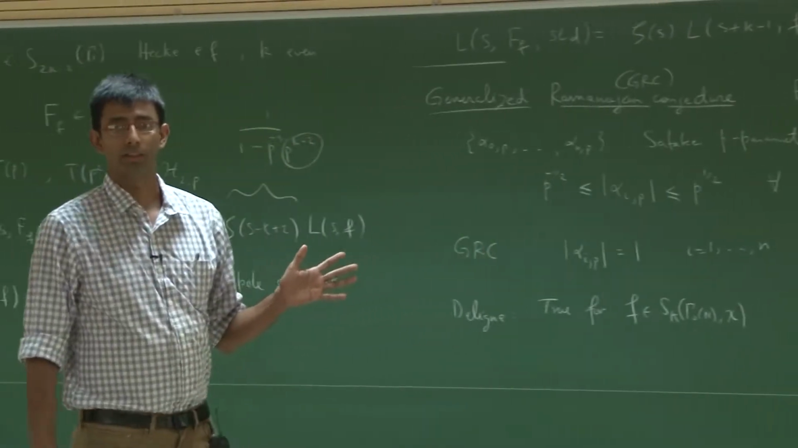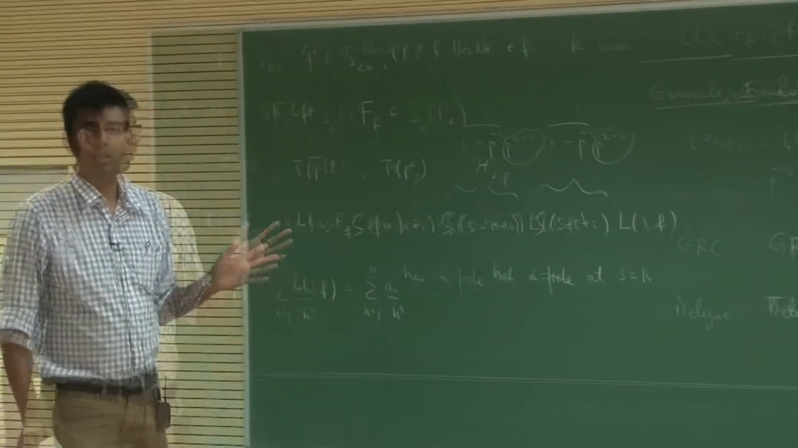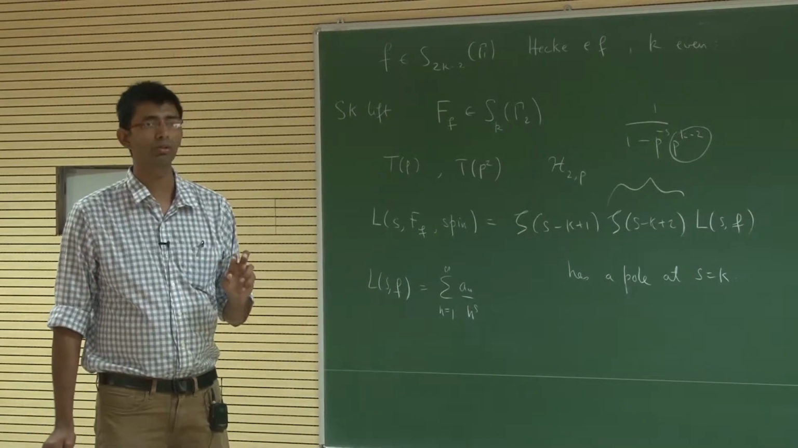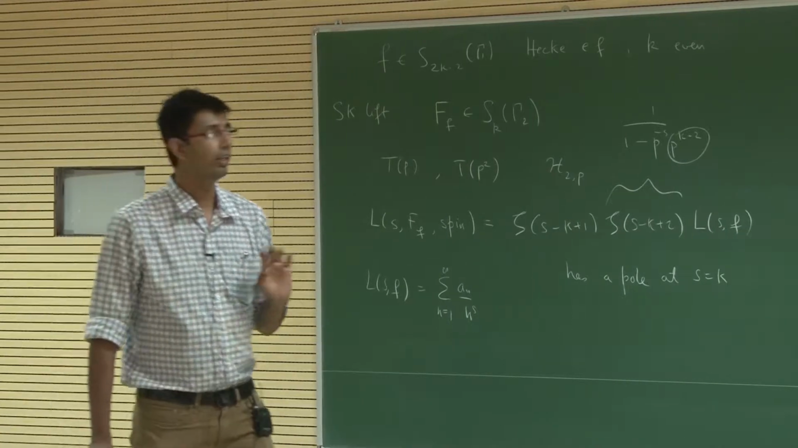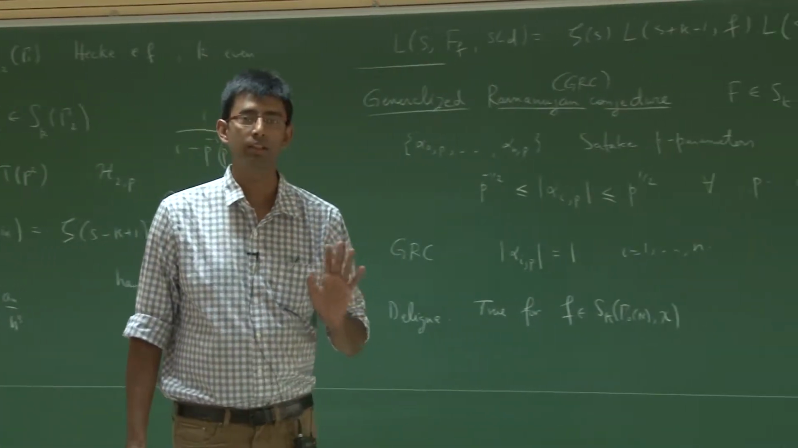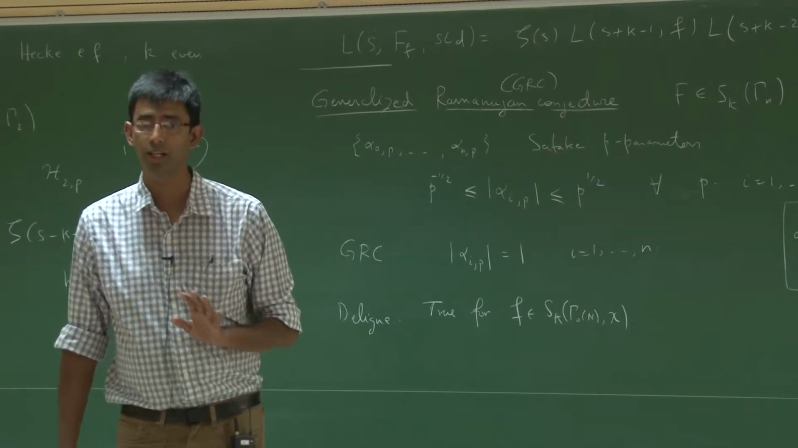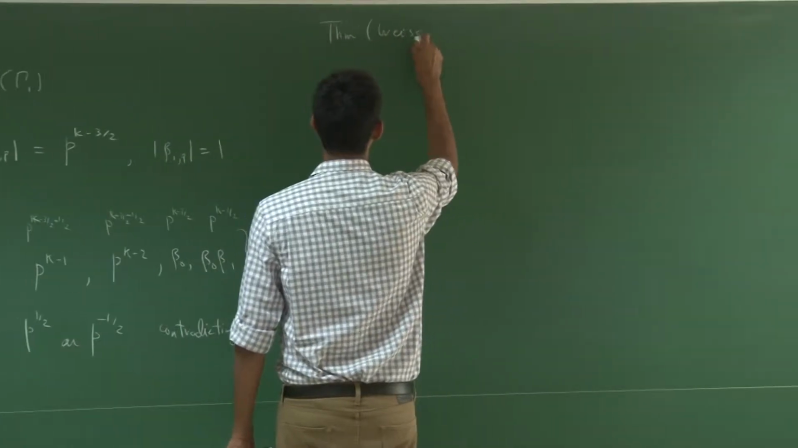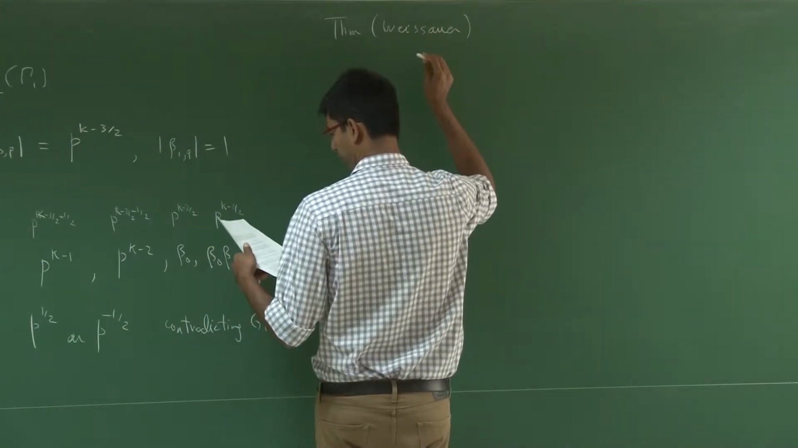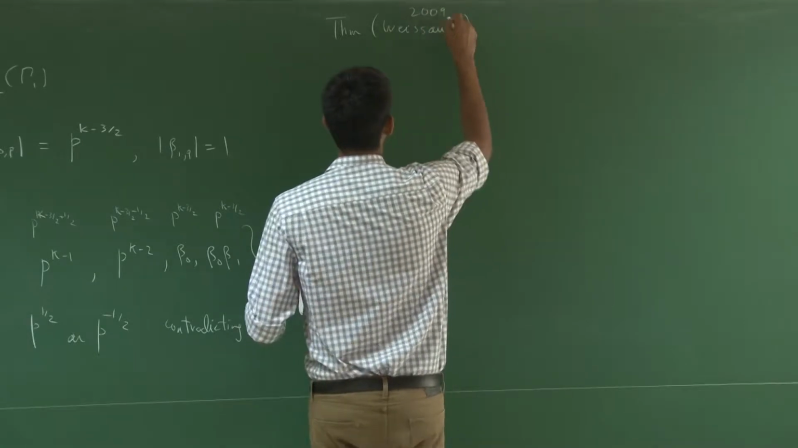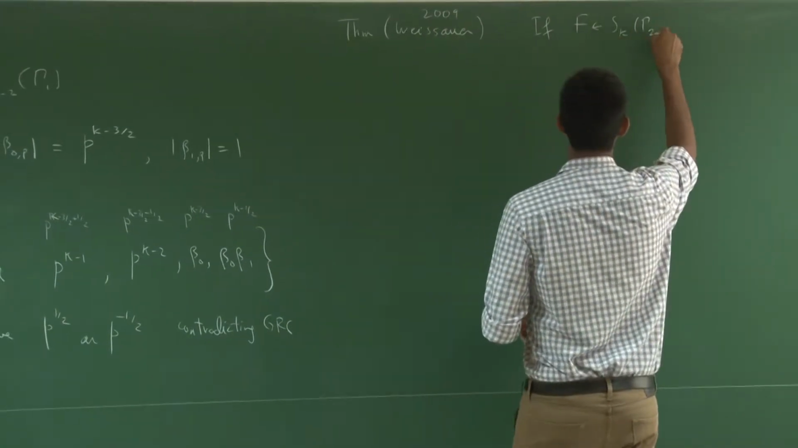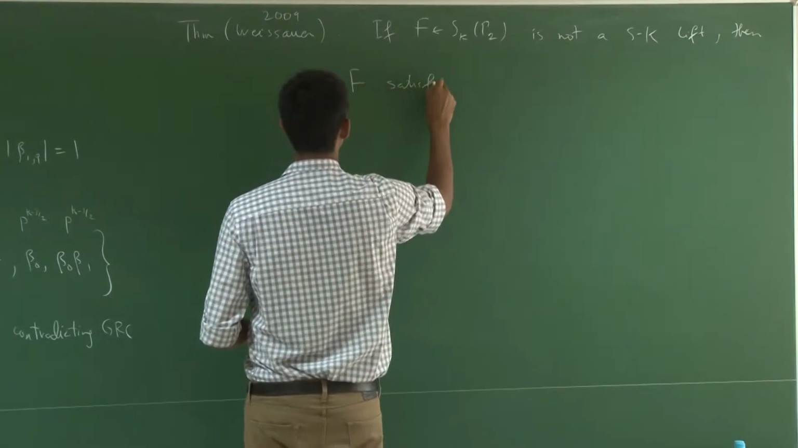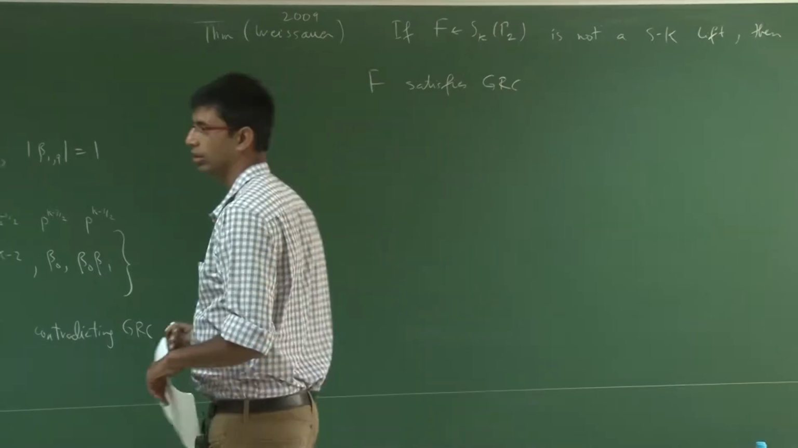So, there are counter examples. So, is GRC to be thrown out of the picture? Well, no. Apparently, for genus 2, gamma 2, so full level, if you are not a Saito-Kurokawa lift, there is a theorem which says that it actually satisfies GRC. So, that was a big thing. So, theorem due to Weissauer. This was ultimately published in 2009. This says that if f in SK gamma 2 is not a Saito-Kurokawa lift, then f satisfies GRC.